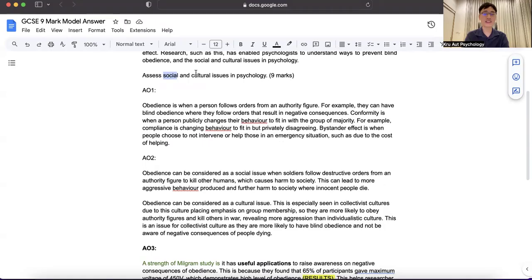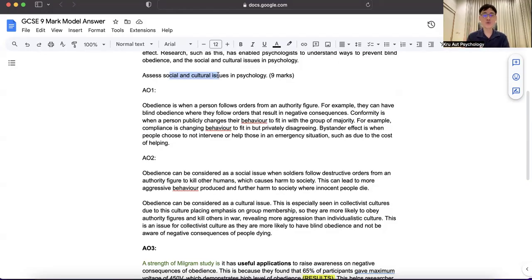And then we cover the other side of the issue here, in conformity and bystander effect, to address both of these together at the end. And all right, the complicated bit is we need both strength and weakness. We need to cover both social and cultural issues. So we need to do both of that.